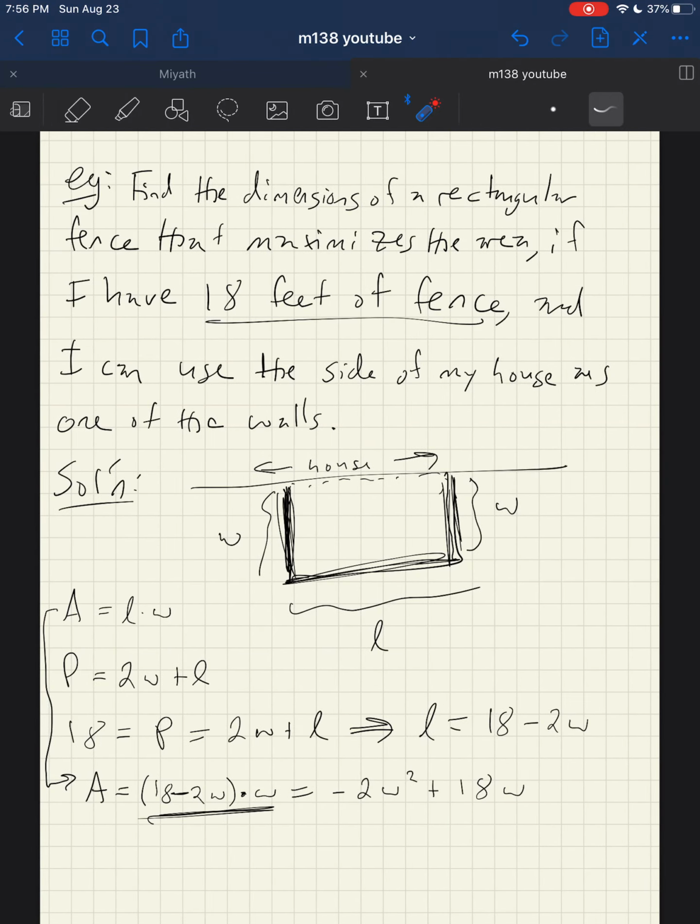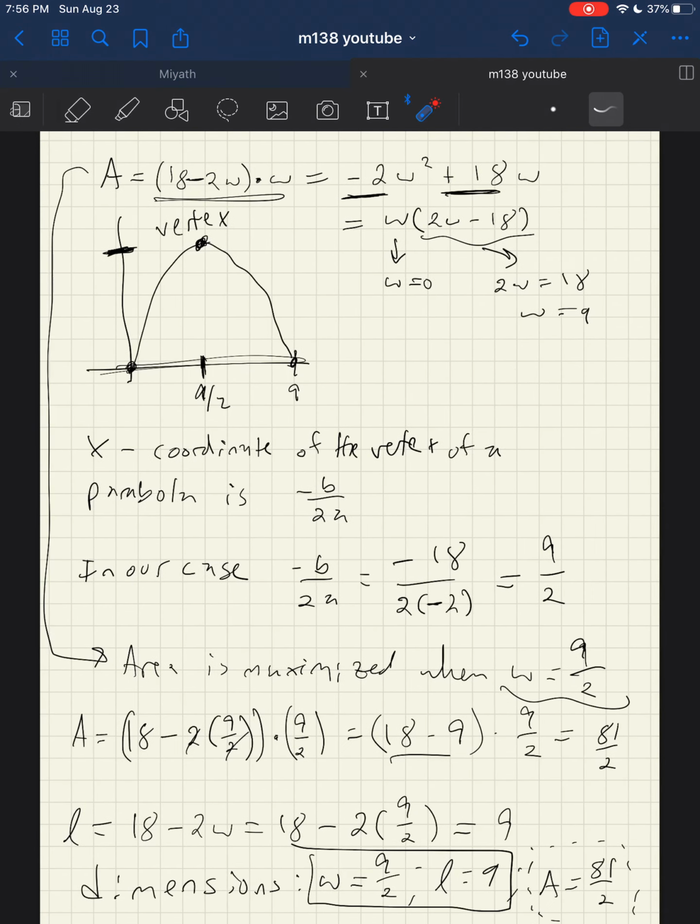Anyways, the big idea here was we drew a picture. That picture gave us some equations. We solved our equations. We had a system of 2 equations and 2 unknowns. We got the area in terms of one of them, and then to find where that area got maximized, we used the x-coordinate of the vertex of a parabola. That gave us our width that would maximize our area, and then we plugged back in to find what that area would be, what that length would be, and this is what I would consider the dimensions.